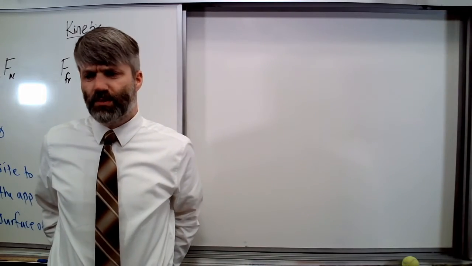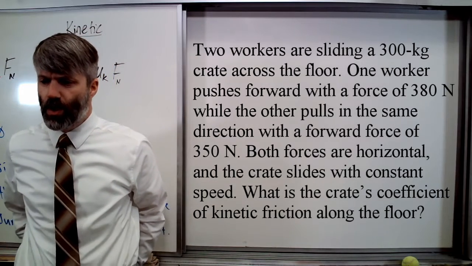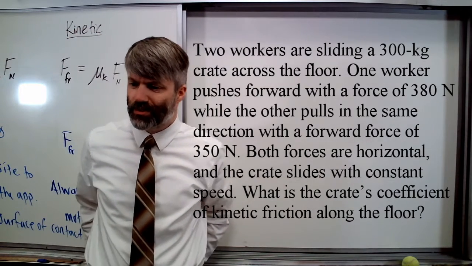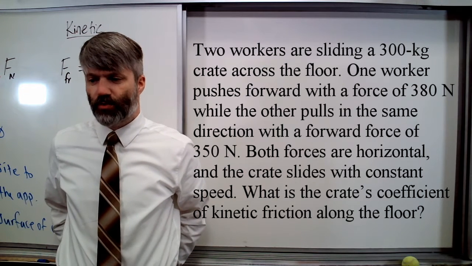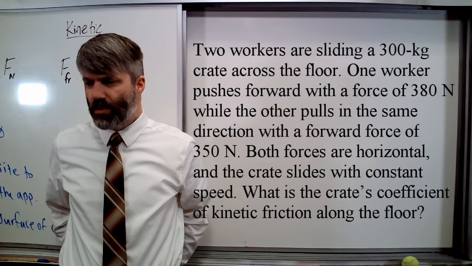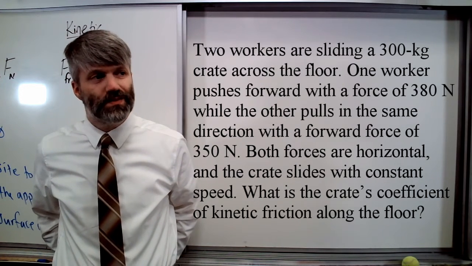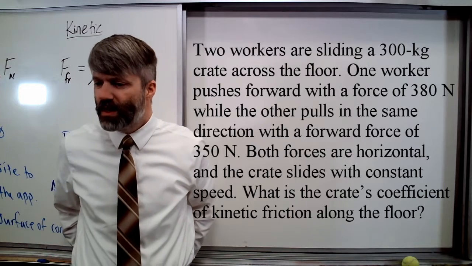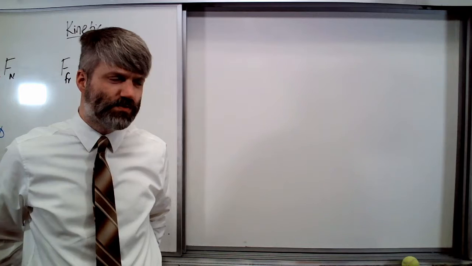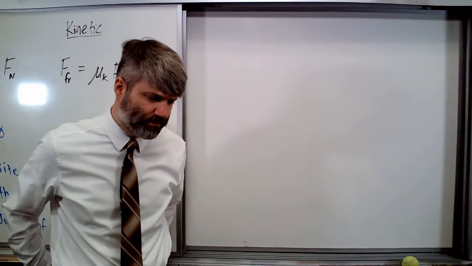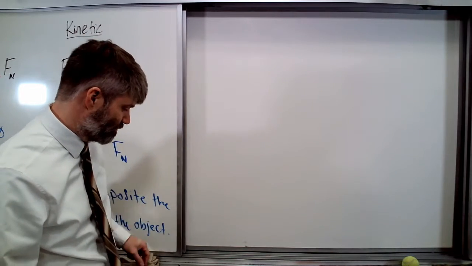For our next example, we've got two workers sliding a 300 kilogram crate across the floor. One worker pushes forward with a force of 380 newtons, while the other pulls in the same direction with a force of 350 newtons. Both forces are horizontal, and the crate slides with constant speed. Hey, constant speed, that's nice. All right. What is the crate's coefficient of kinetic friction along the floor? So this is really showing us just how we might experimentally find a coefficient of kinetic friction.